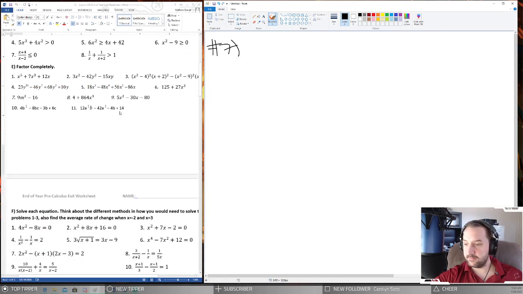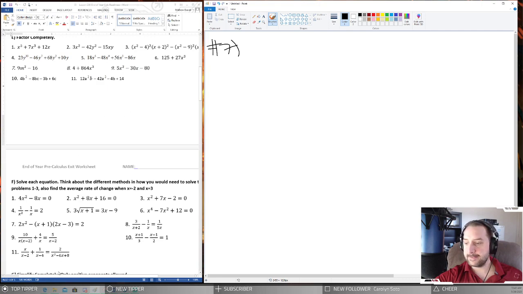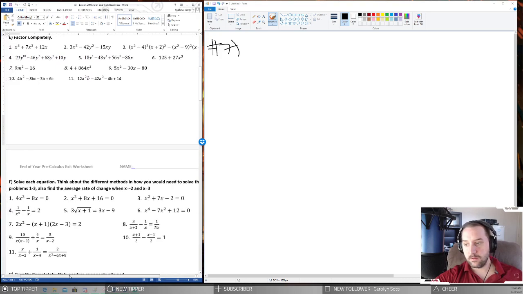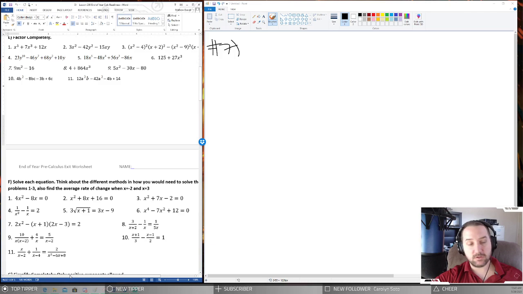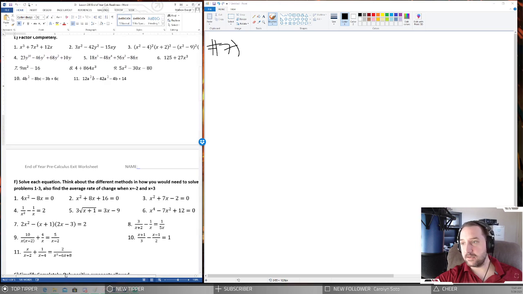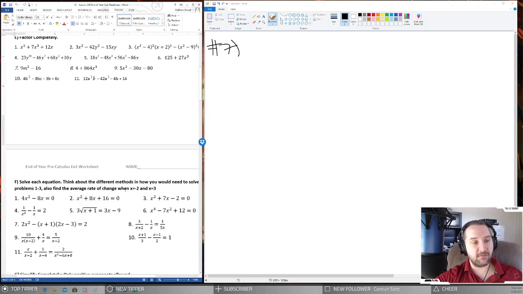Number 2 in part F says the different methods of solving it. So you'd solve it by factoring. I'm going to get to F towards the end, because I want to keep it linear. And then the average rate of change is f of b minus f of a over b minus a. But I'll definitely do number 2 when we get to part F.